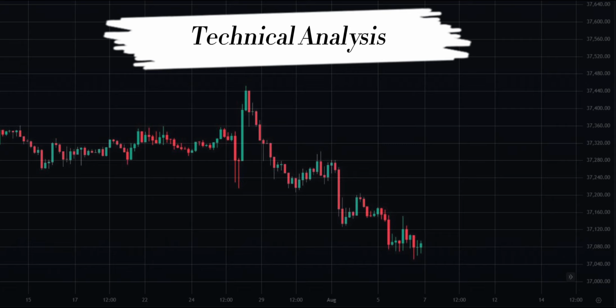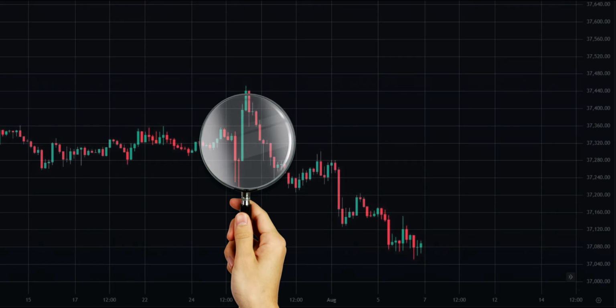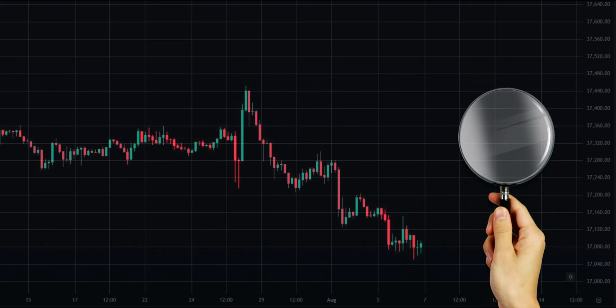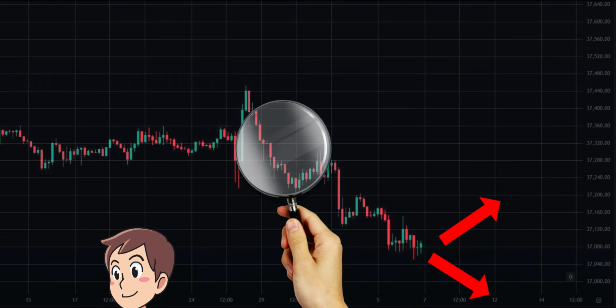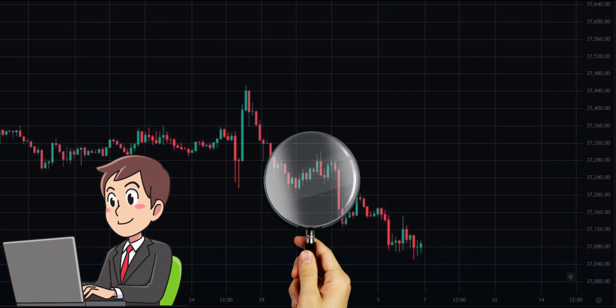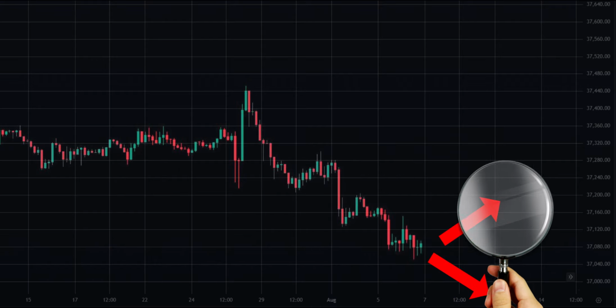So, technical analysis. Basically, and in simple terms, it is the study of historical price movement, which helps us to forecast and predict future price action. The main goal of any trader is to analyze what the past data means and come up with an idea or picture of the future price movement.